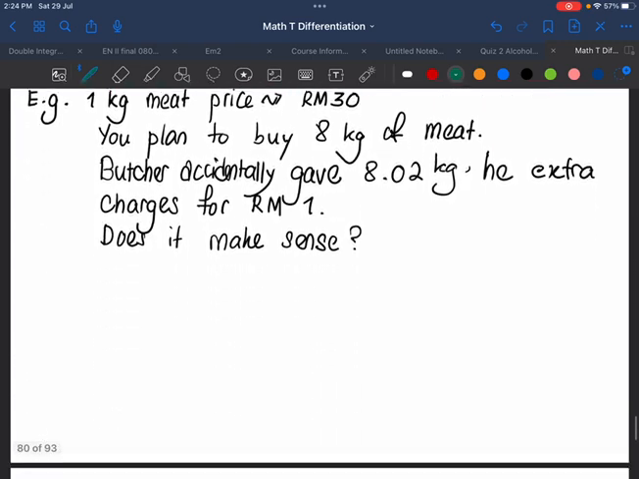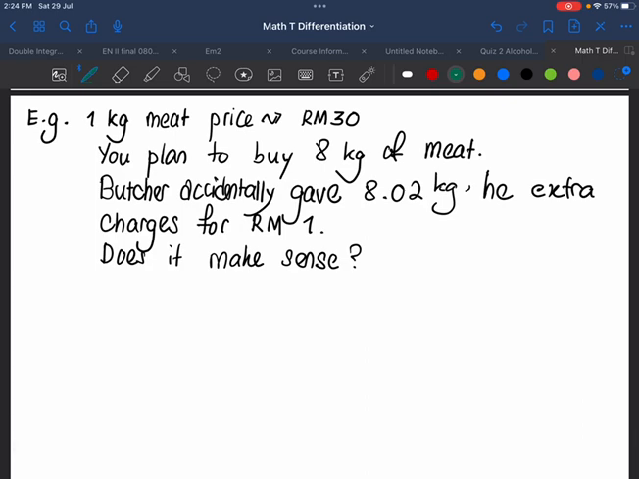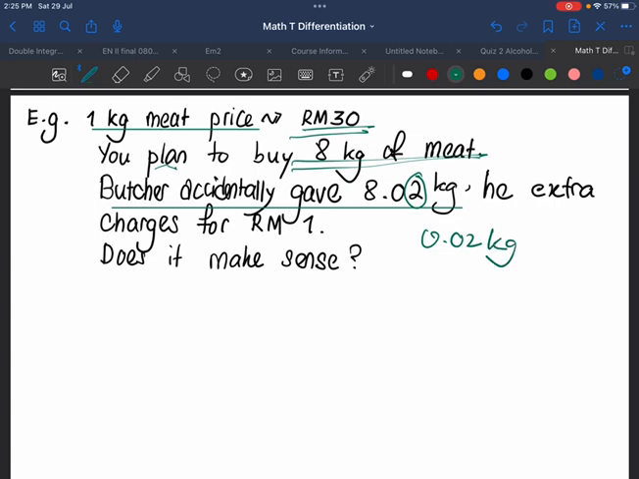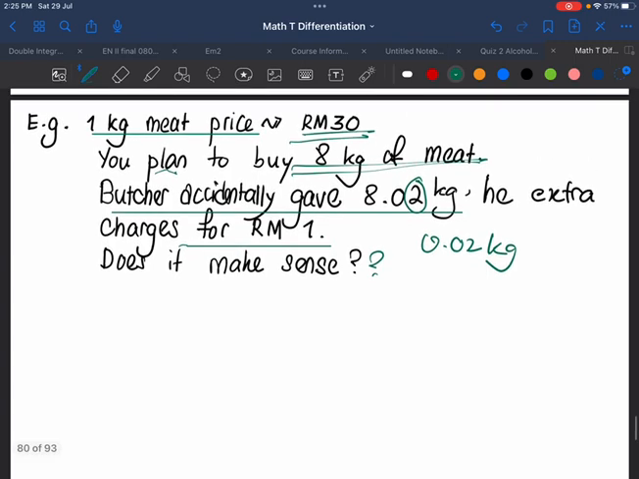Alright, let's say I give a simple example. Let's say the butcher sells 1 kg of meat. The price is 30 ringgit. Now you plan to buy 8 kg of meat, but the butcher accidentally gave 8.02 kg. That means he accidentally gave you an extra 0.02 kg, right? So he said, oh sorry, I gave you extra, so can I charge you an extra 1 ringgit? Do you think it makes sense? Let's check. So we know that the price of 1 kg is 30 ringgit.